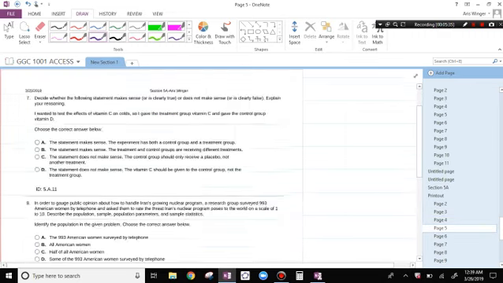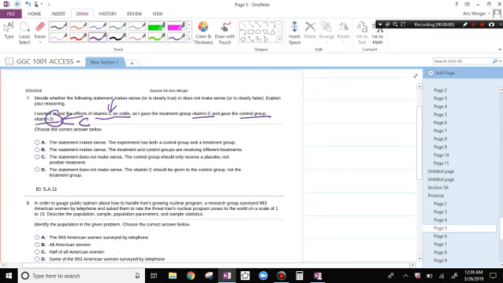Decide whether the following statement makes sense or is clearly true, or does not make sense or is clearly false. Explain your reasoning. I want to test the effects of vitamin C on colds, so I gave the treatment group vitamin C, and I gave the control group vitamin D. That is bad. You want to give them vitamin C as well to see the impact of vitamin C on colds. So this should not be vitamin D, it should be vitamin C. The statement does not make sense.